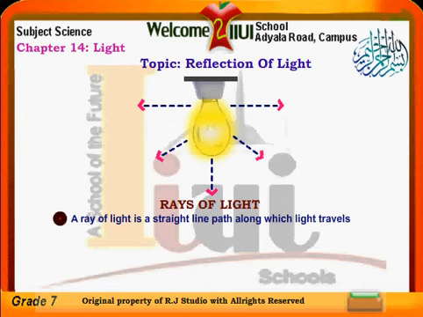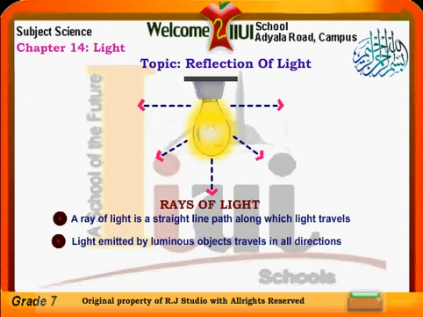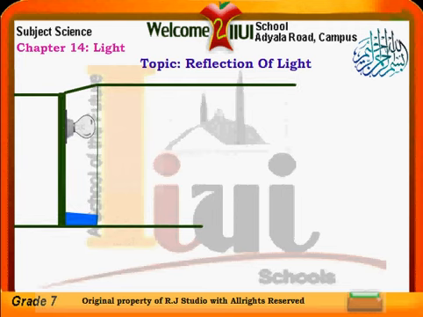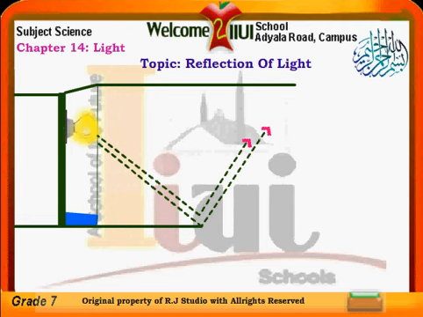So now we know that light emitted by luminous objects travels in a variety of directions. Suppose rays of light from this fluorescent bulb fall on a surface which is non-luminous. It reflects these rays. These reflected rays travel along a certain path.